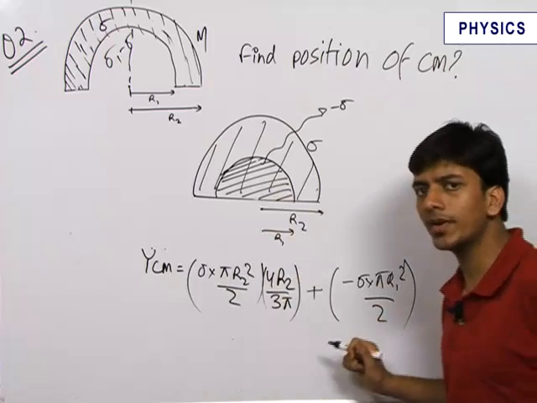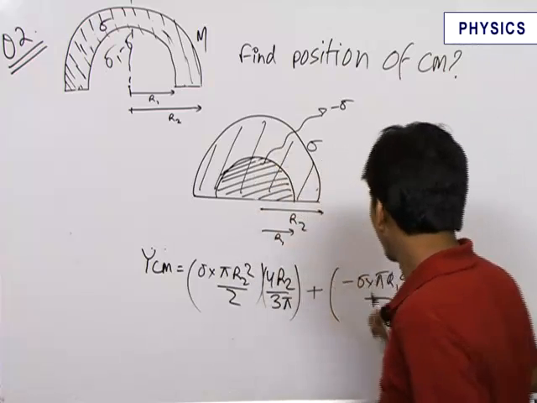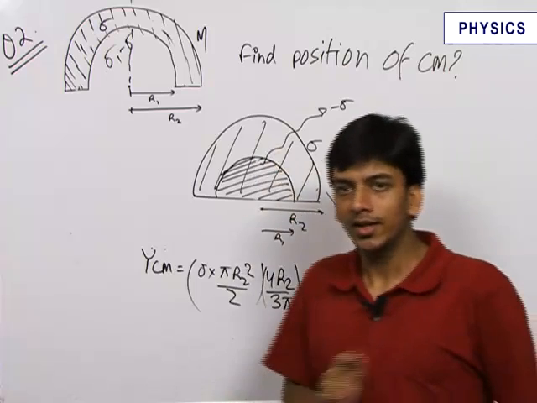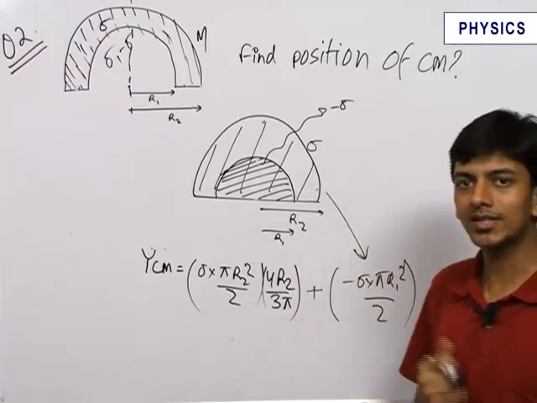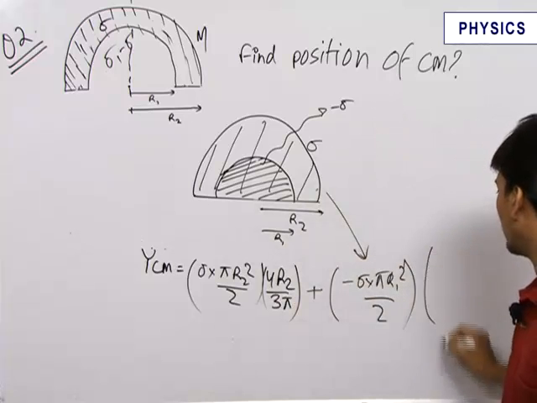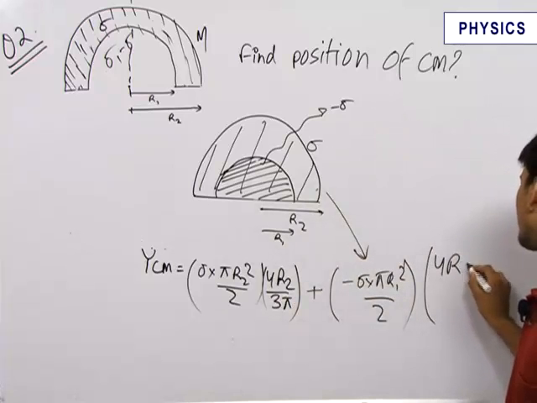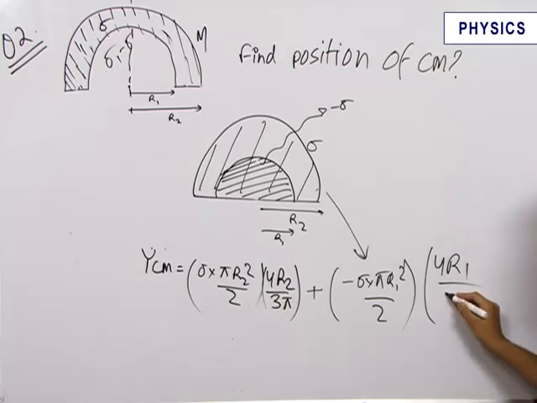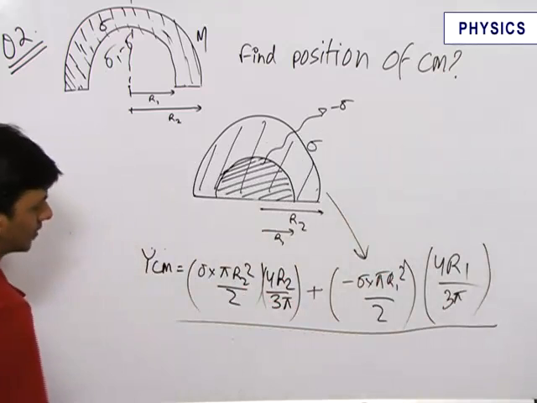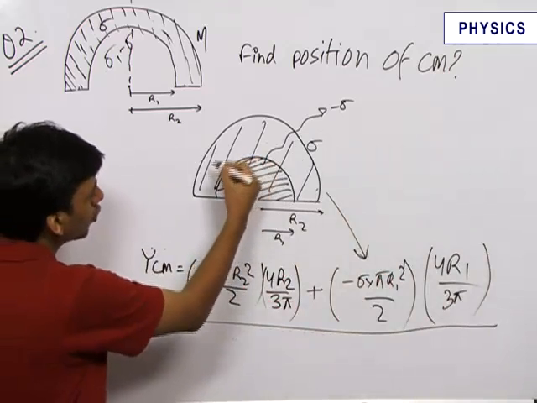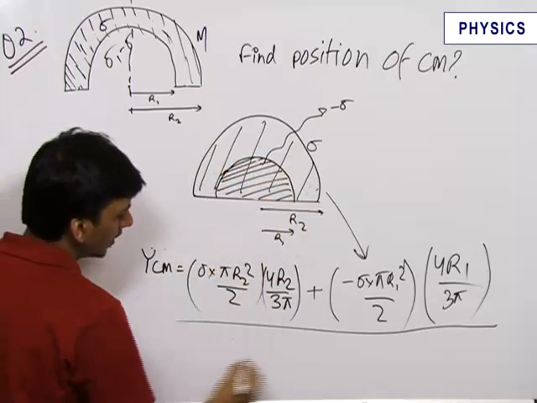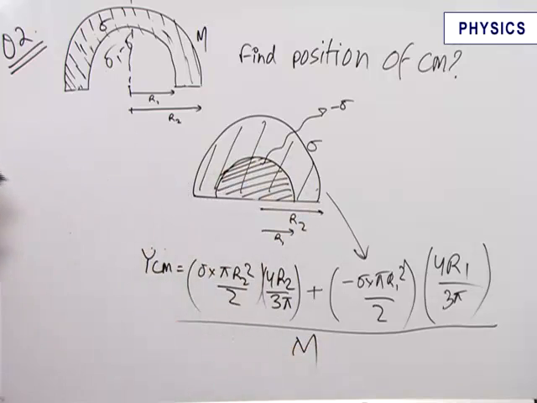I know that the mass cannot be negative, but we write it like this just because it helps in our calculation. There is nothing wrong mathematically in it, but there is something wrong physically in it which we ignore because we get the solution the easier way. And the center of mass of this disc is located at 4r1 upon 3 pi, upon total mass. The total mass will come out to be the mass of the outer disc minus the mass of the inner disc, that is equal to m.